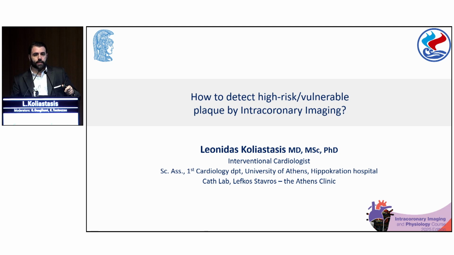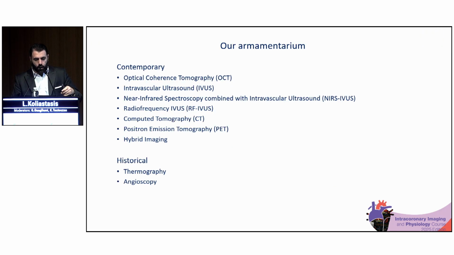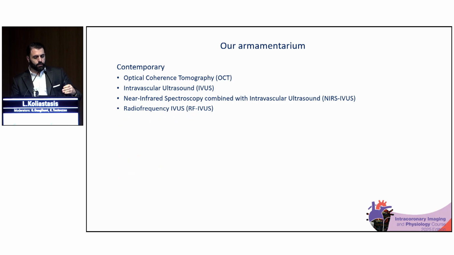And the topic we're about to discuss in the next minutes is about how to detect high-risk and vulnerable plaque by intracoronary imaging. To start with, it's one thing, the symptoms, it's another thing, the vulnerability of the plaque. Two totally different entities. So, our armamentarium gets bigger and bigger with interventional and non-interventional modalities. If we keep the interventional, we have the OCT, the IVUS, and the modalities that are combined with IVUS, meaning NIRS IVUS and RF IVUS.